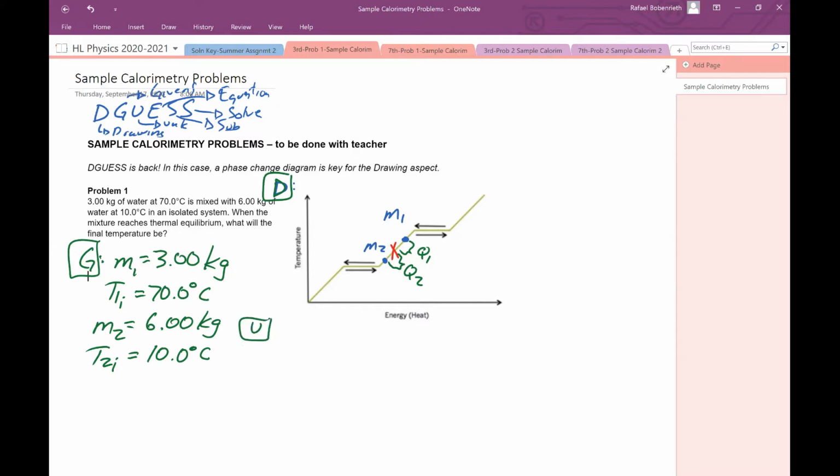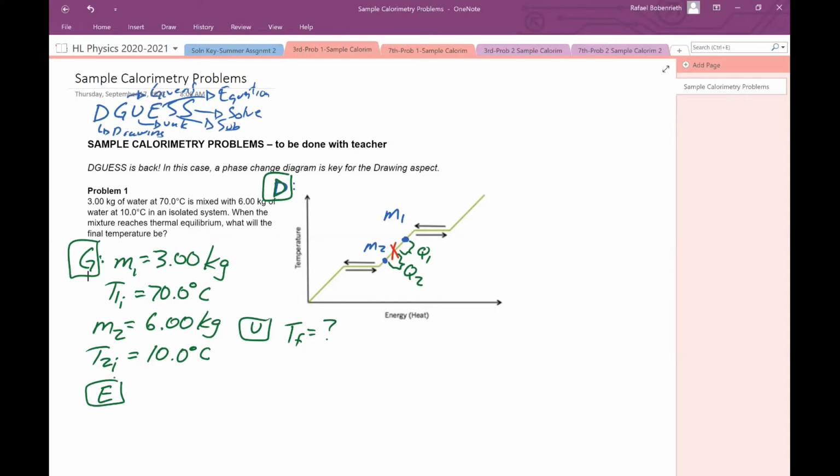What's the unknown? The unknown is the final temperature. And notice I can just say one final temperature, because when it says the mixture reaches thermal equilibrium, from the book, thermal equilibrium is when two substances have the same temperature, and therefore they will stop transferring energy between themselves. Okay? So from an equation standpoint, we're at the E in D-GAS.